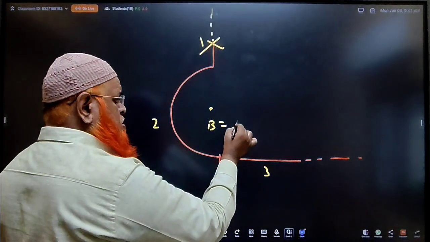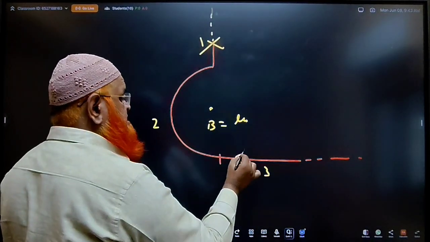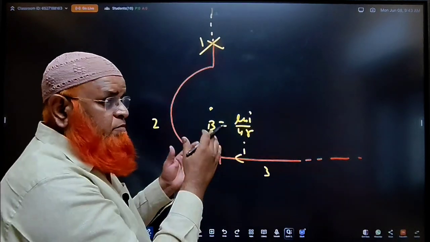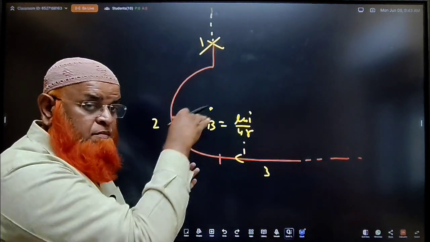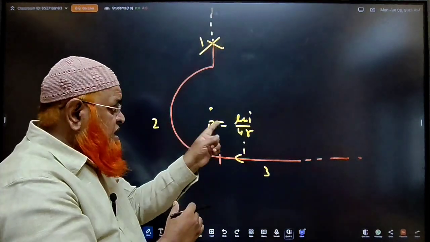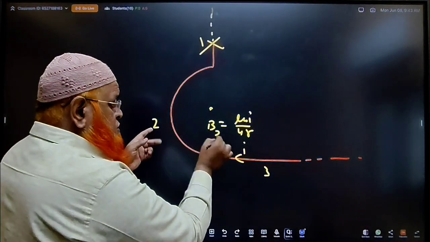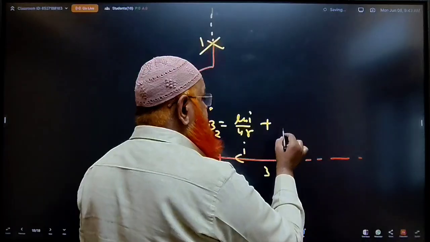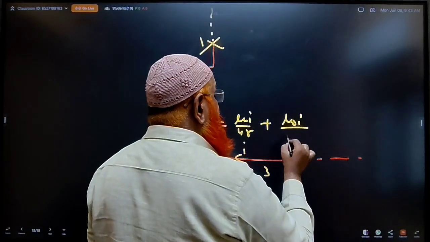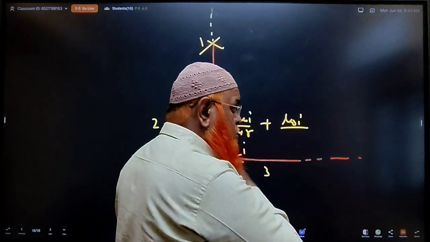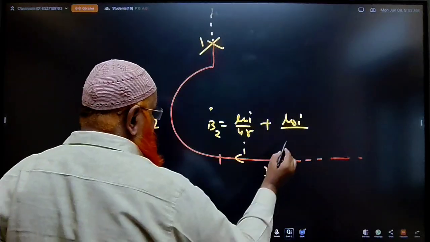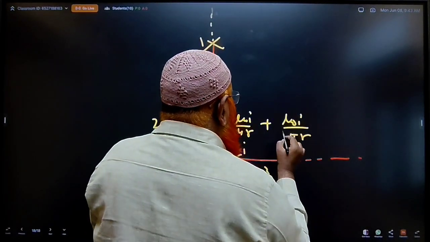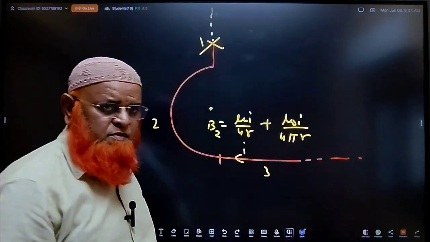For this wire, it is going to be how much? And the current direction is like this. Mu naught I by 2r is for a complete wire, and half of mu naught I by 2r is mu naught I by 4r. This is for these two. What is the third? For the third, you have to add them. For a wire infinite on both sides, it is mu naught I by 2 pi r. For only this side infinite, it is half, which is mu naught I by 4 pi r. Understood what I am saying now?